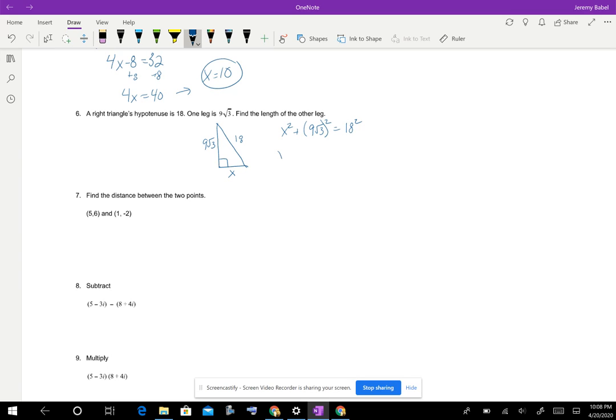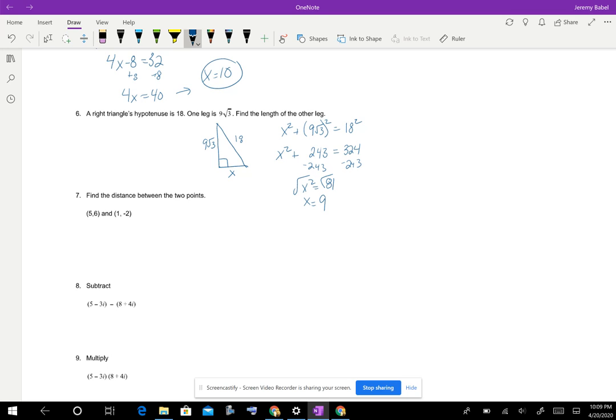And x squared. 9 root 3 squared is 81 times 3, which is 243. And then 18 squared is 324. Just subtract 243 from both sides. We would have x squared equals 81. Let's take the square root of both sides. That's where radicals come in again. And we get x is equal to 9.